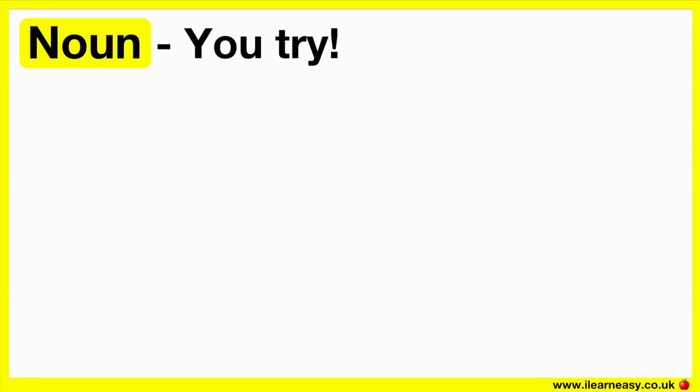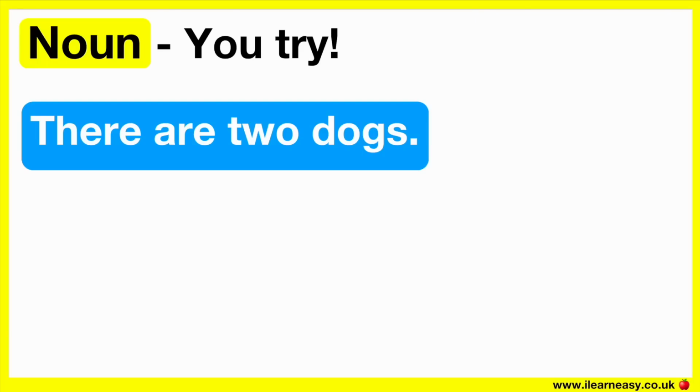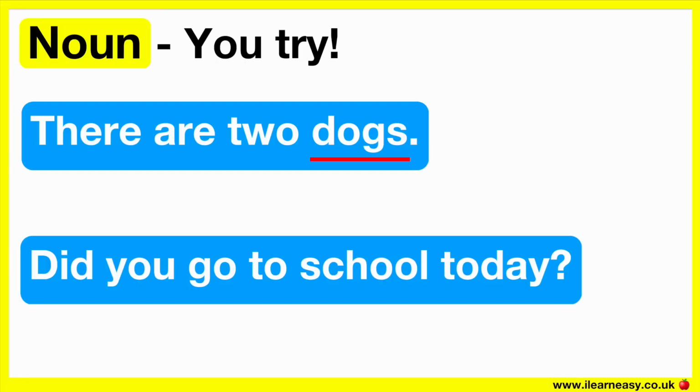Now you try. Read the sentences and identify the noun in each sentence. There are 2 dogs. The noun in this sentence is dogs because it's the name used to refer to the animals. Did you go to school today? The noun in this sentence is school because it's the name used to refer to the place.